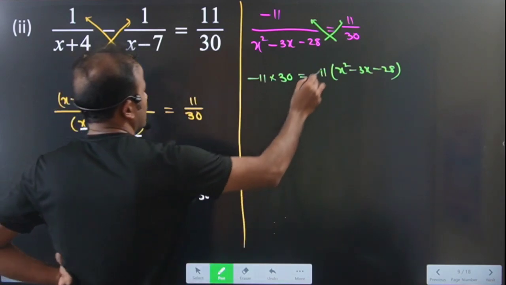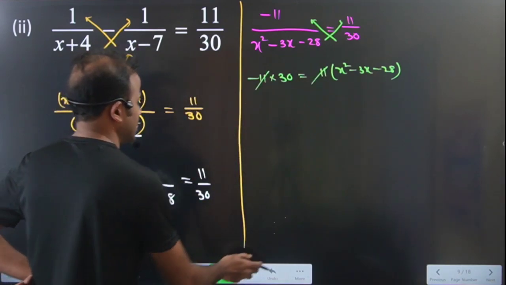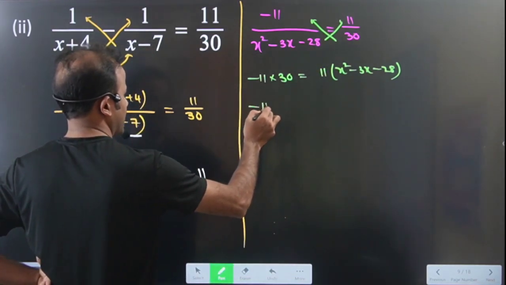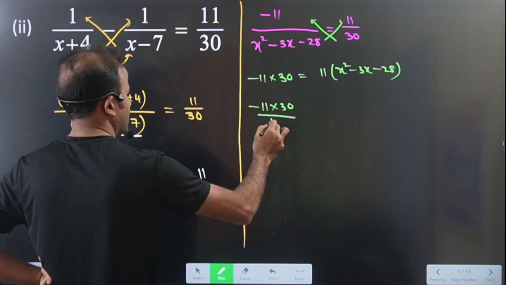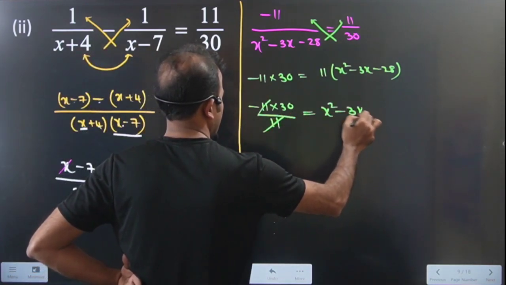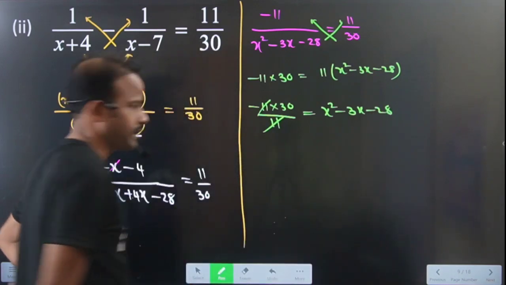So both sides, 11 and 11 get cancelled. Otherwise, see here, into 11, when you take it this side, it will become by 11. Okay, by 11. So here also 11 and 11 get cancelled. x square minus 3x minus 28.